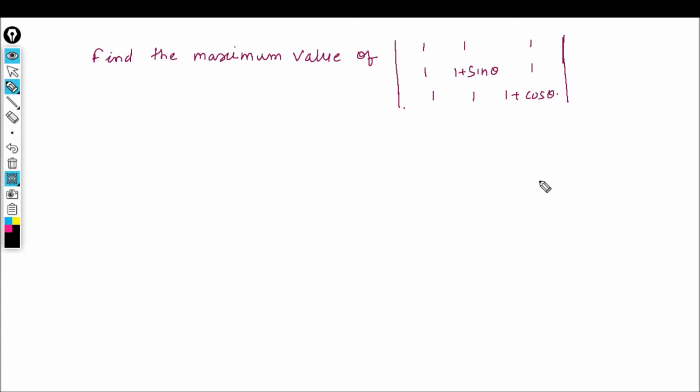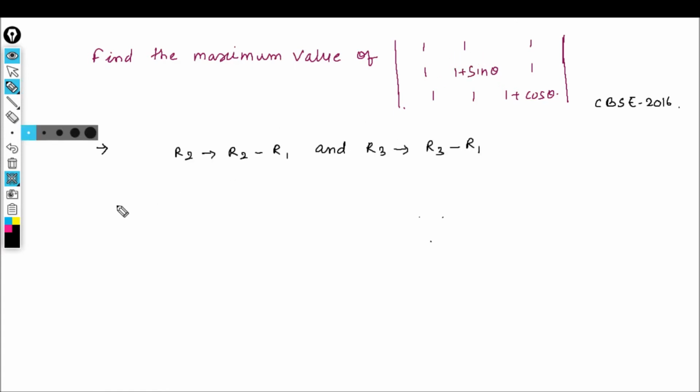This question was asked in CBSE 2016 में आया हुआ question है बच्चों. So we have to find out the maximum value of this determinant. तो देखिए बच्चों, we'll use some properties here. So we'll make two zeros. So let us understand this question once again. We have to find the value of this determinant, R2 minus R1 and R3 minus R1.